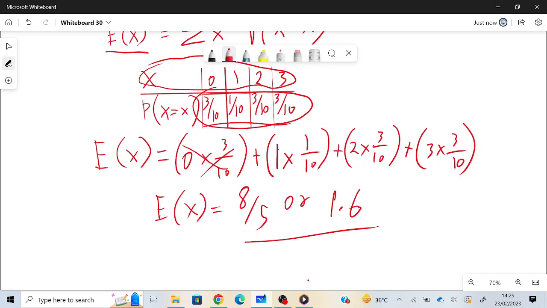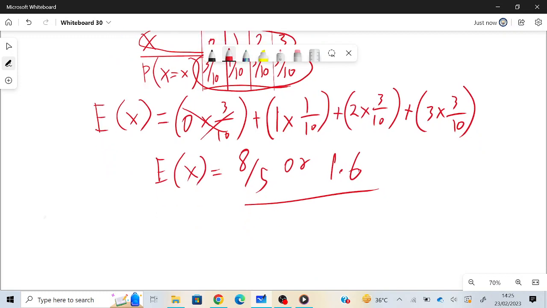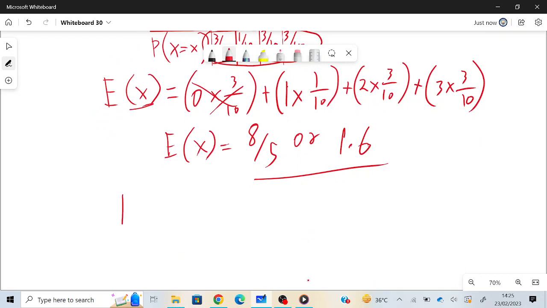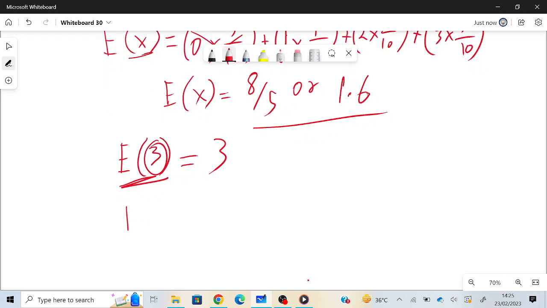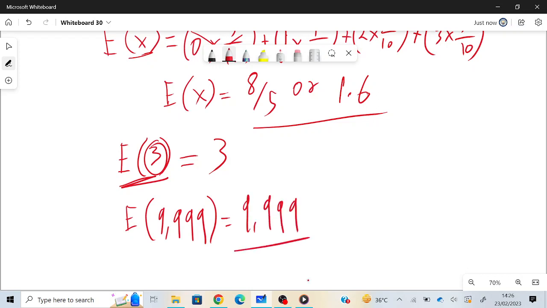Now, another way they could ask you a question, instead of having x over here, they could ask you to find something like this. Now, the trick to this is, whenever they give you something like this and it's only a whole number integer inside, then your answer is simply the integer itself. So the answer for this would just be 3. The answer for something, for example, E of 9,999 would also be just 9,999. So that's how that particular format works.